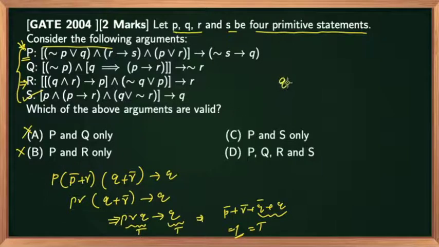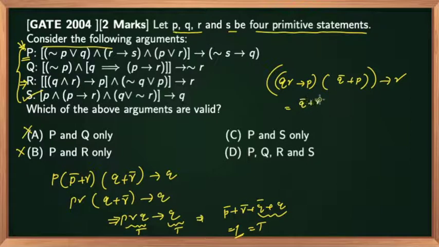So I have QR implies P and Q bar plus P, right? And this implies R, right? Now QR implies P will be equal to Q bar plus R bar plus P into Q bar plus P implies R. So Q bar into Q bar will be Q bar plus Q bar into P, you don't need to write. R bar Q bar, you don't need to write. R bar P, you don't need to write because you have P, right? So Q bar plus P implies R. So this cannot be a tautology, right?